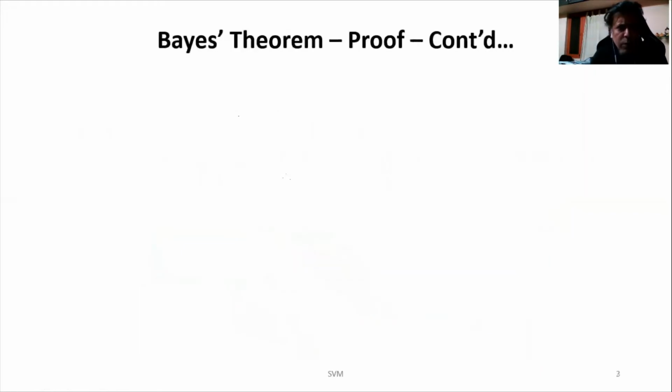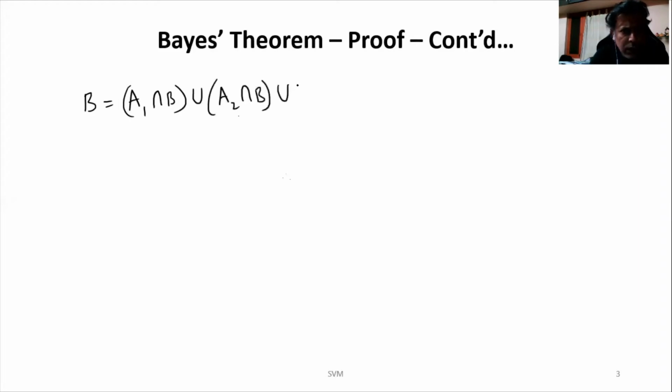So I can write set B as A1 intersection B, then union A2 intersection B, union A3 intersection B, union A4 intersection B. So I can write B in terms of A1 intersection B, A2 intersection B, like that, right? So let us go back again to this previous diagram.